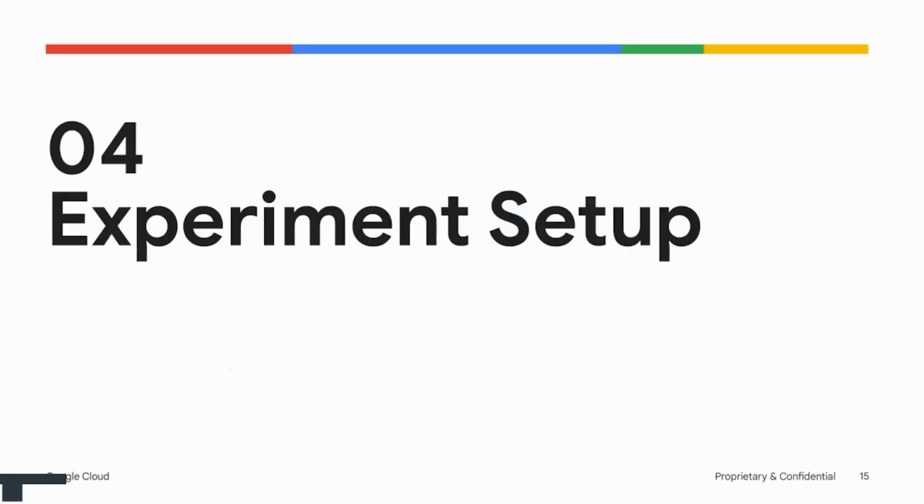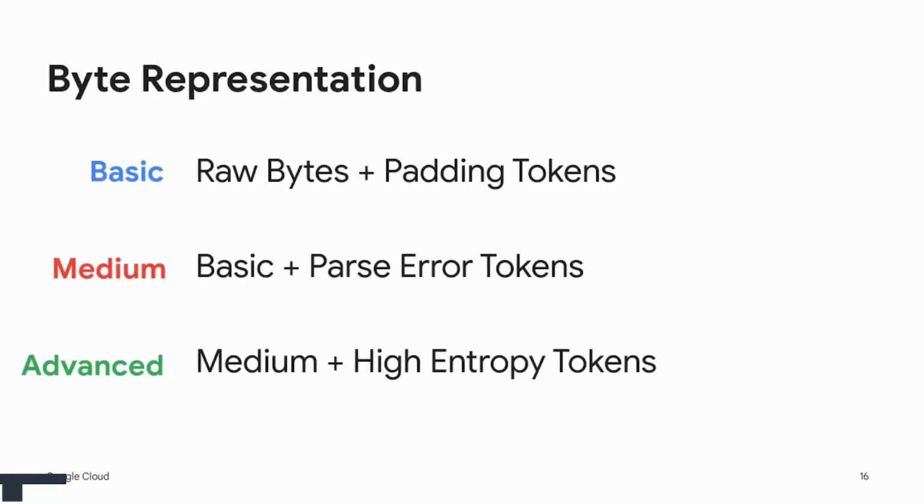Okay, so we're going to go into detail on how we inject that expert information into the model. We're going to talk first about how we represent the bytes to the model, and then how we represent the structure to the model. We're going to define in both cases 3 settings, a basic, medium, and advanced, which involves just adding a little bit more and a little bit more expert information.